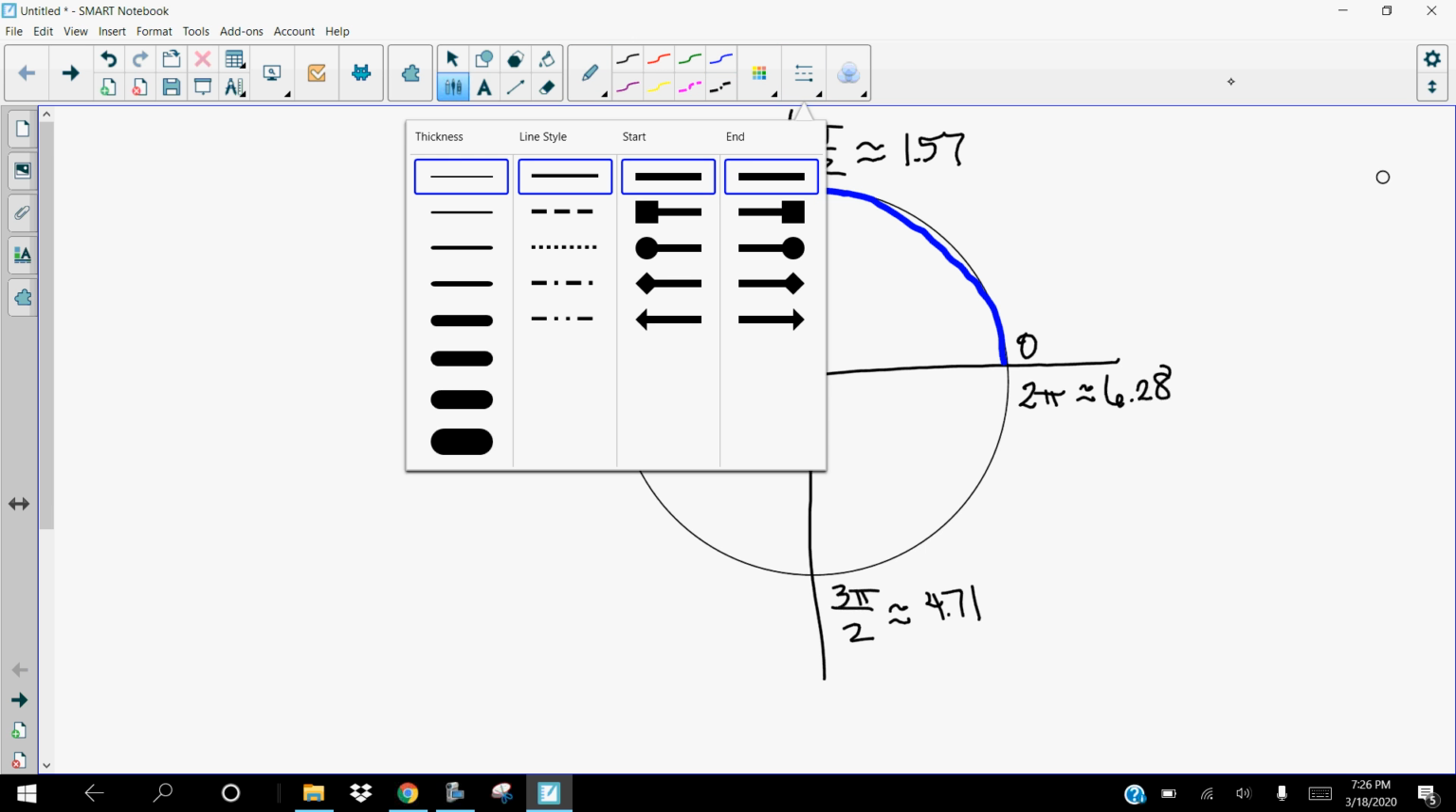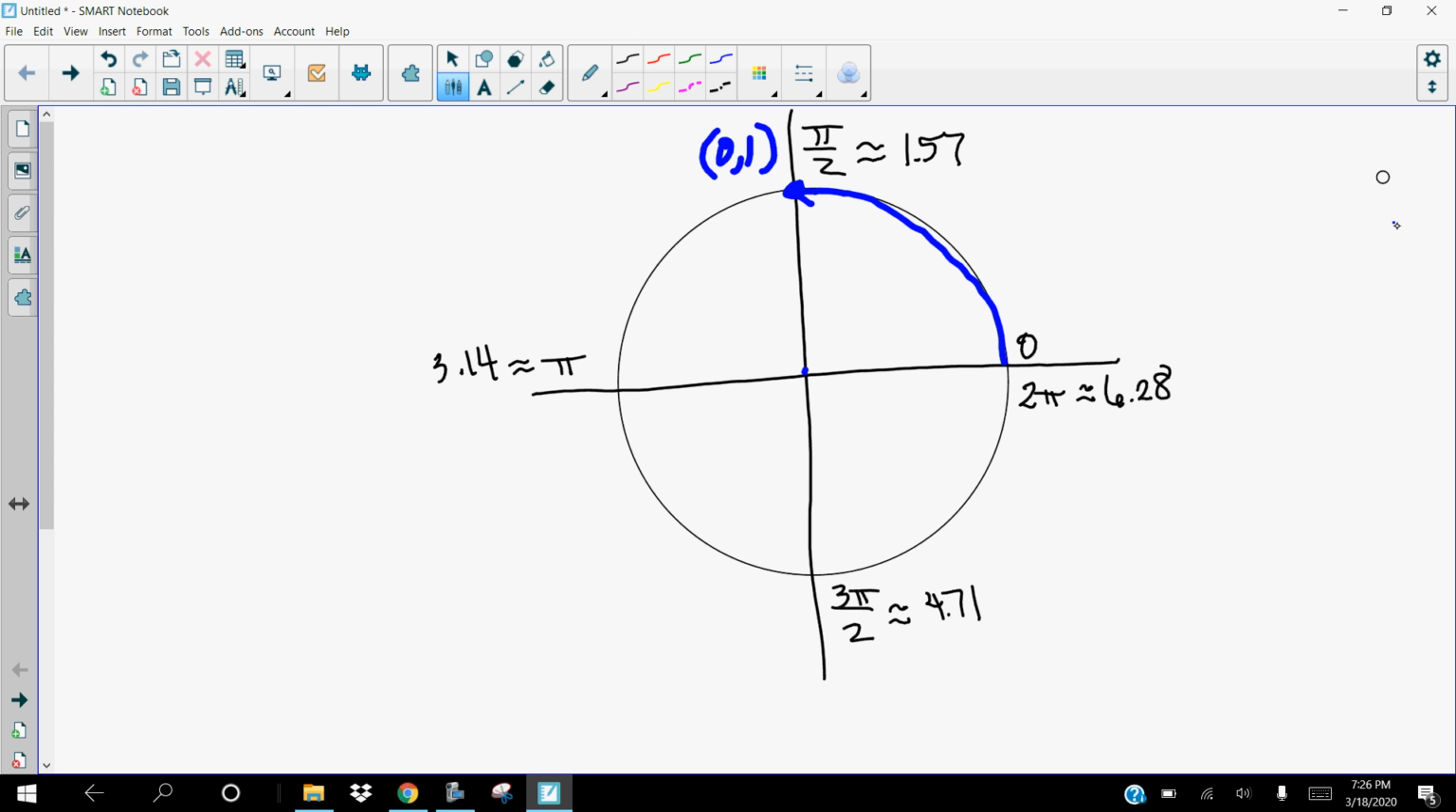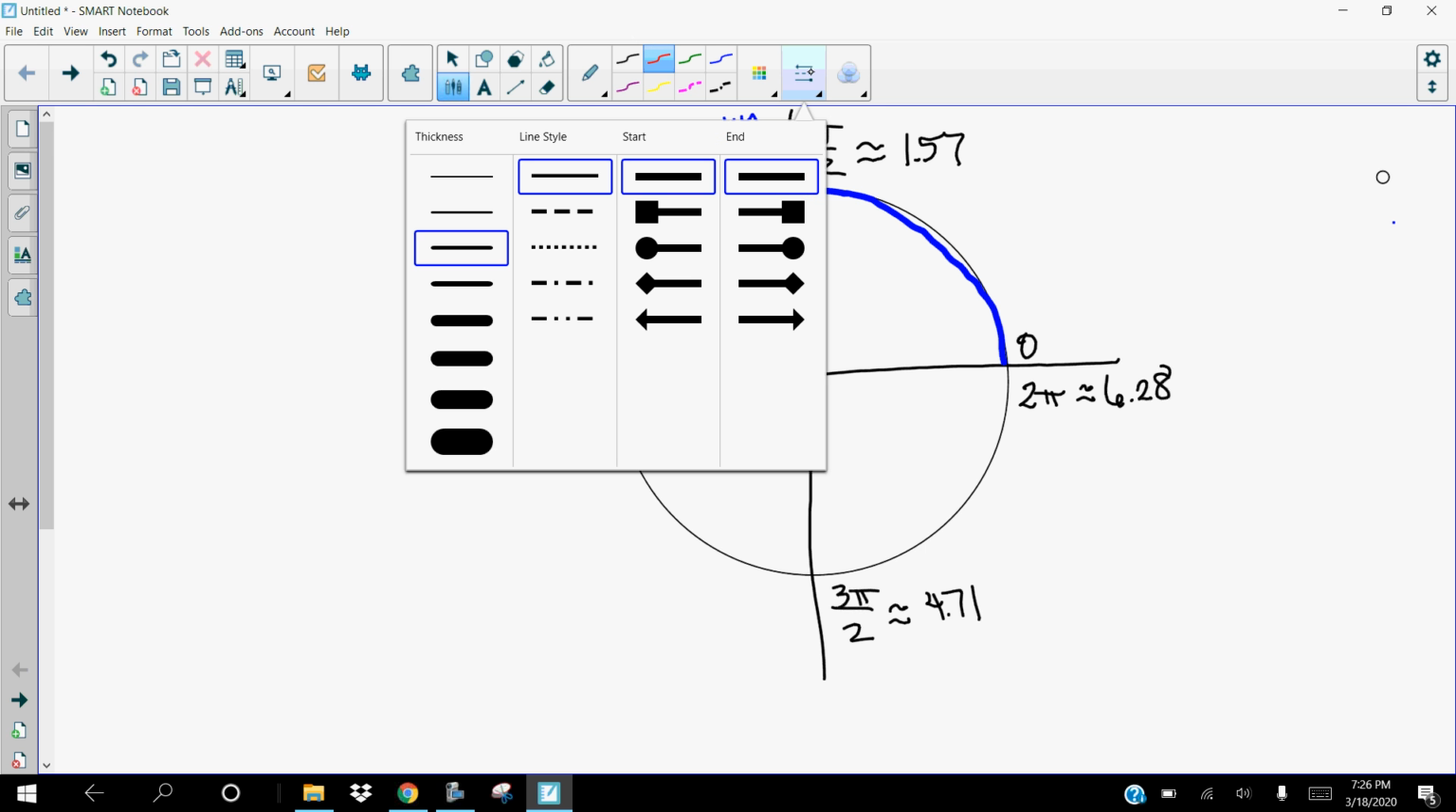All right. So 0, 1 is the GPS coordinate, x, y. That's that point. So the mileage is 1.57, or exactly pi over 2 miles. That GPS coordinate, that point on the circle, has the coordinates of 0, 1. All right, let's go to our next one.